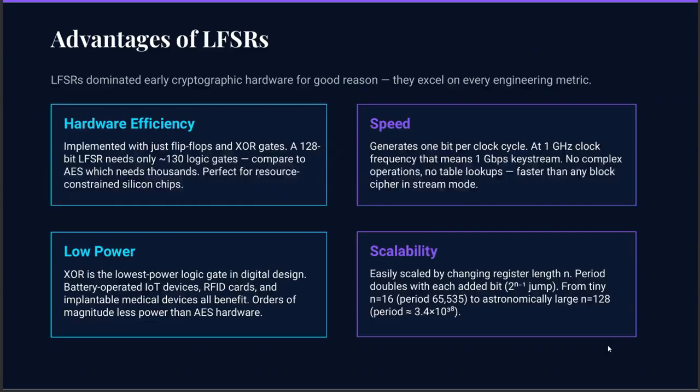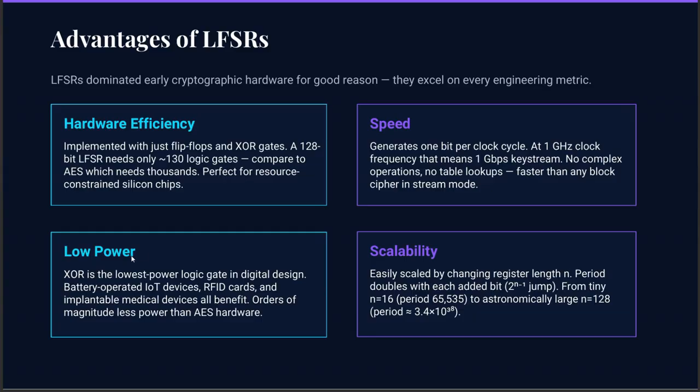Now, let us understand why engineers heavily use LFSRs in hardware systems. The first advantage is hardware efficiency. An LFSR requires only flip-flops and XOR gates. That means the hardware design becomes extremely simple. Even a large LFSR can be implemented using very little circuitry. Then the second advantage is speed. An LFSR produces one output bit during every clock cycle. This means no complicated arithmetic operation, no lookup tables, no heavy computation. So the generation process becomes extremely fast.